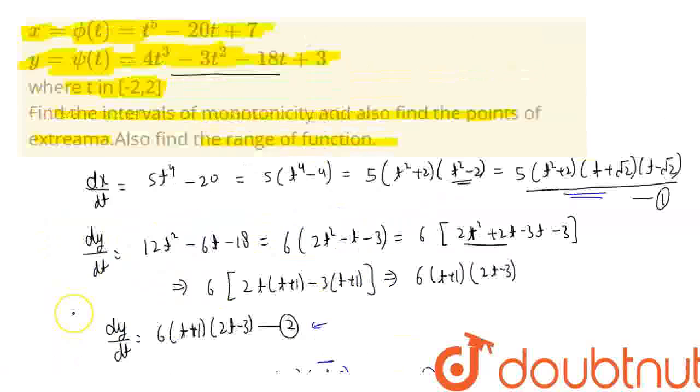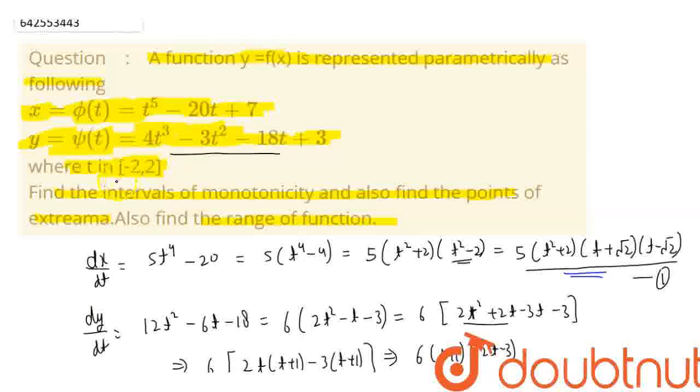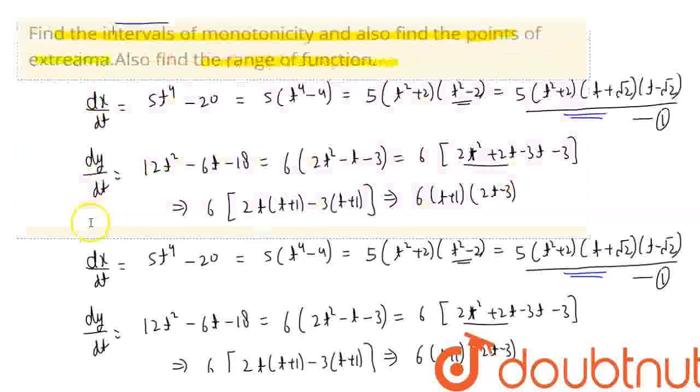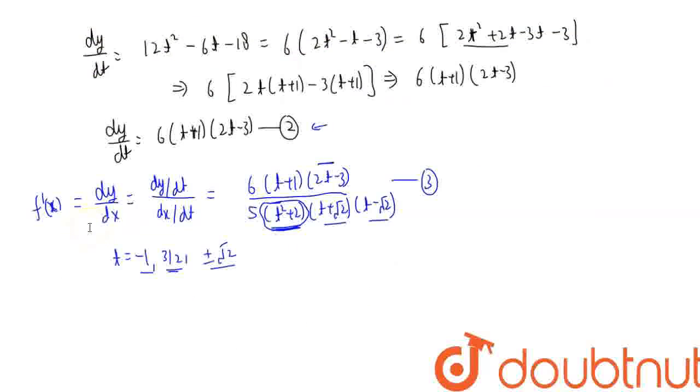Now in the question they have given us that t belongs to the closed interval minus 2 to plus 2. So now we are going to write the points of extrema. We know that the points of extrema would include minus 2 and plus 2 because they are the endpoints, and along with this the points of extrema would include those points at which the function derivative changes its sign, that is, a critical point.